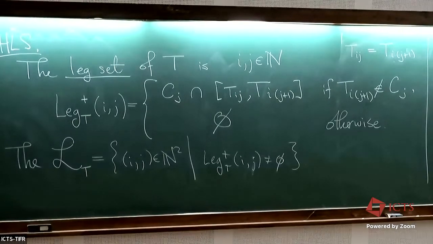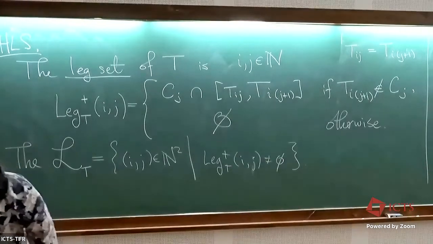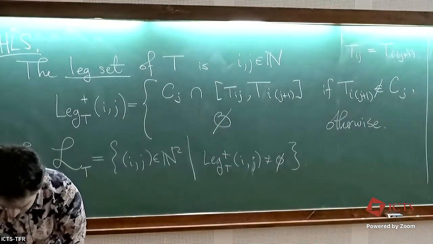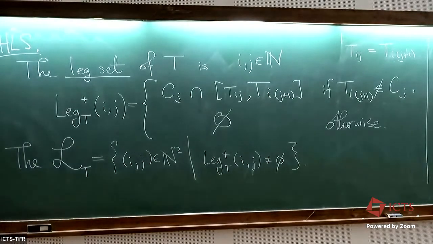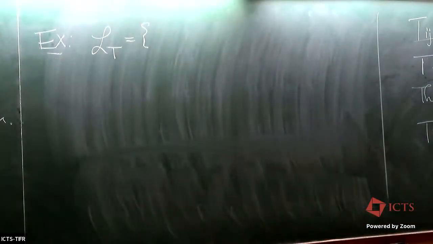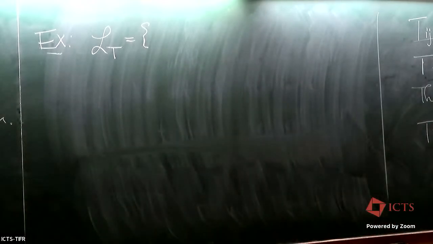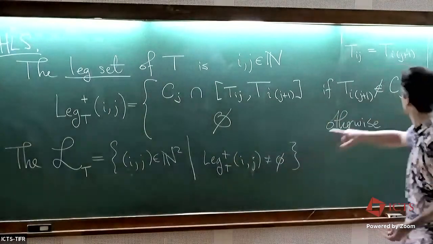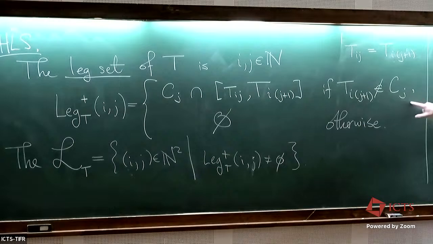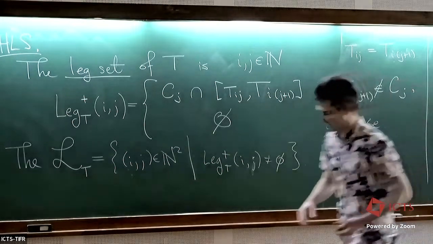I want to use the same tableau here, okay? So let's look at the L sub t here. Let's use some color. I think I have an orange over there. Good. L sub t. So what are we keeping track of with L sub t? We're looking at those i's and j's where this leg set is non-empty. Namely, we're looking at those i's and j's where this is true. There's a negation there, but let's work this out.